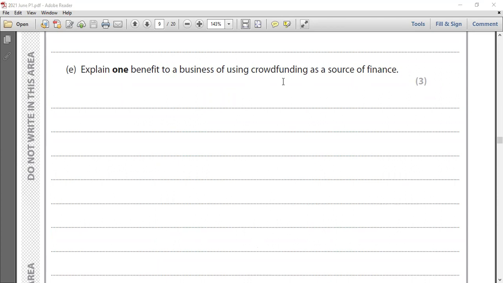Crowdfunding is a new term. That's why yesterday we talked about this thing. Because this is a recent paper. This is also 2021 June paper 1, right? Small business paper. Question number 2, part E, asking for a 3-marker question. Explain the benefit of using crowdfunding as a source of finance.